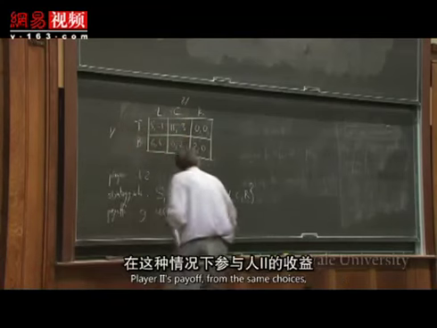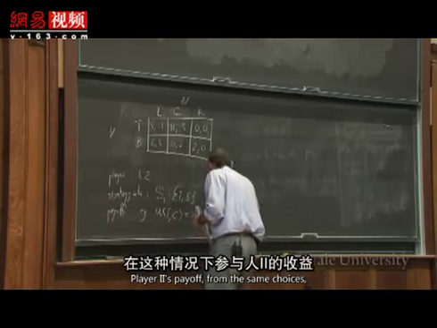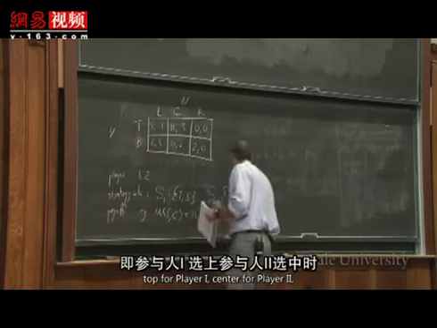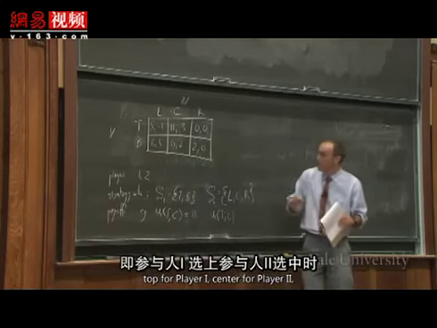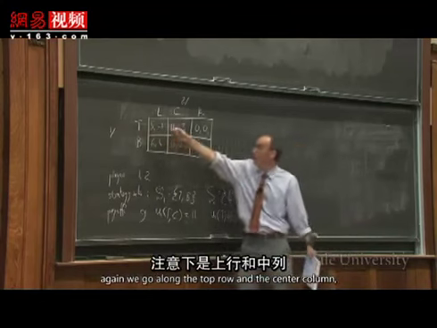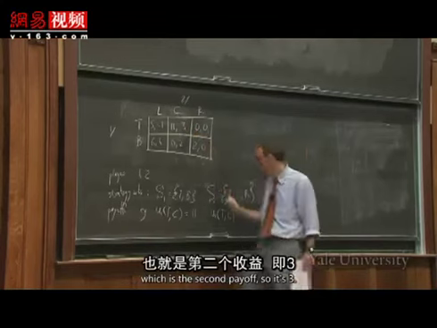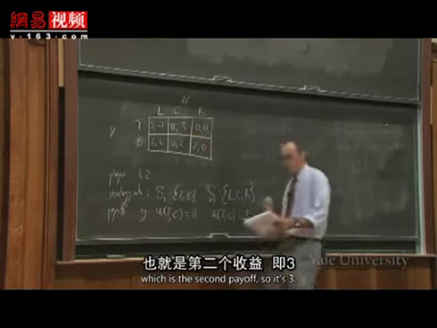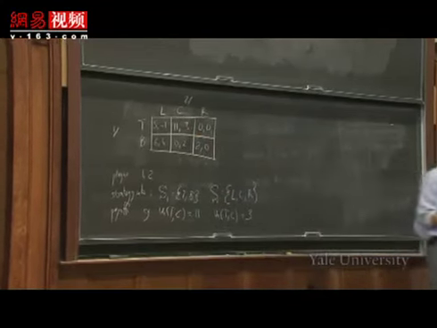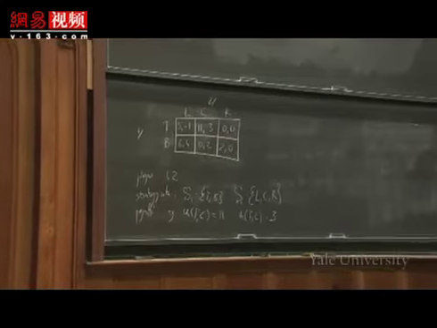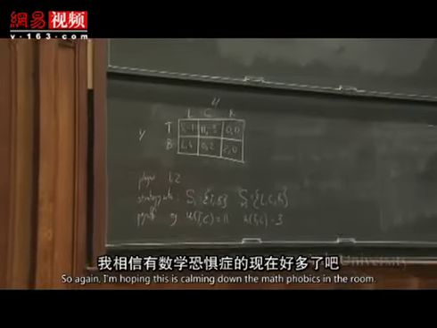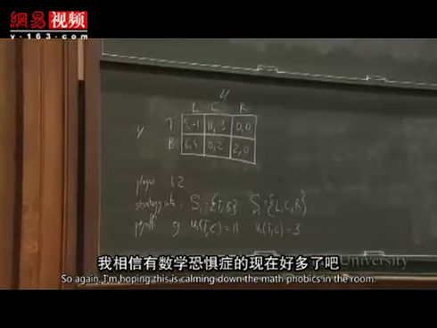And player 2's payoff from the same choices, top for player 1, center for player 2: again, we go along the top row and the center column, but this time we choose player 2's payoff, which is the second payoff, so it's 3. All right, so again, I'm hoping this is calming down the math-phobics in the room.